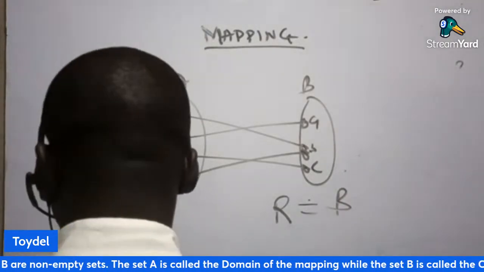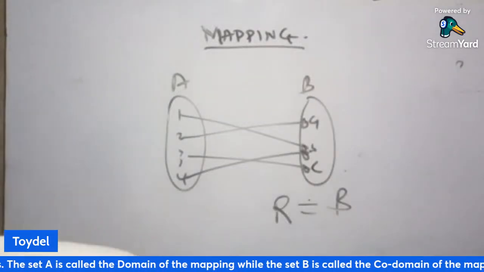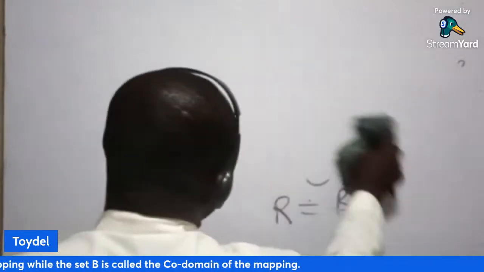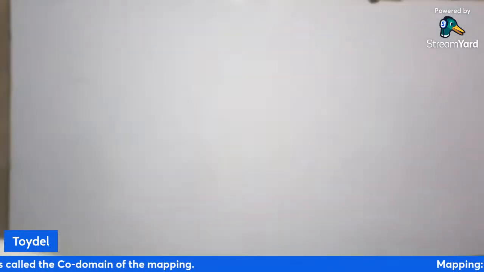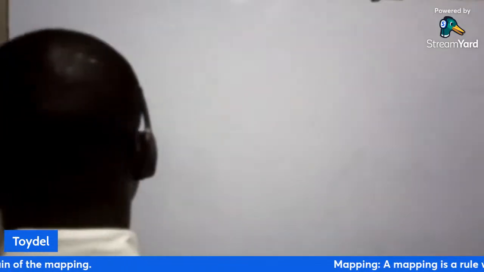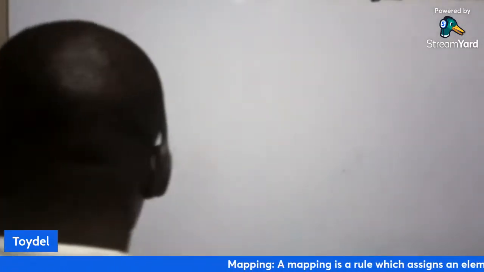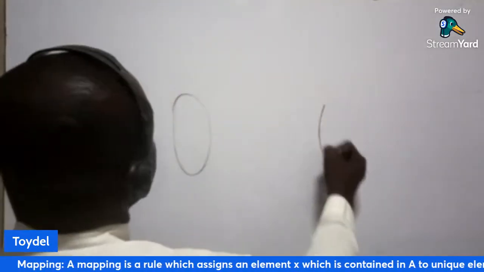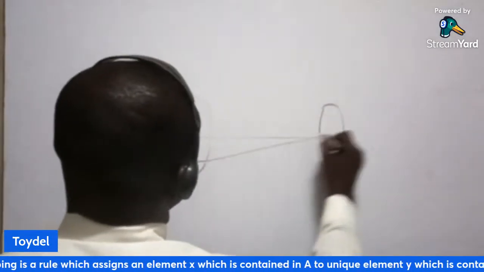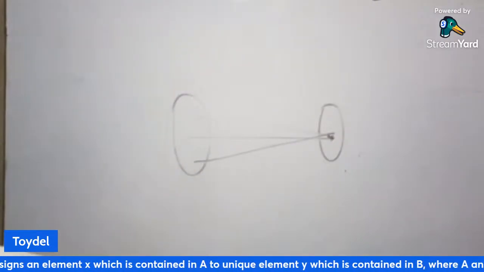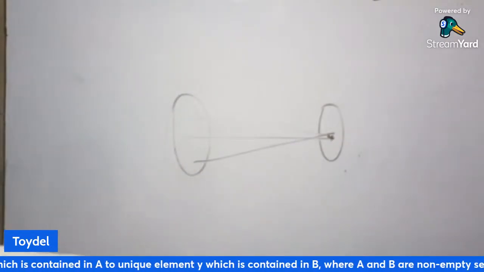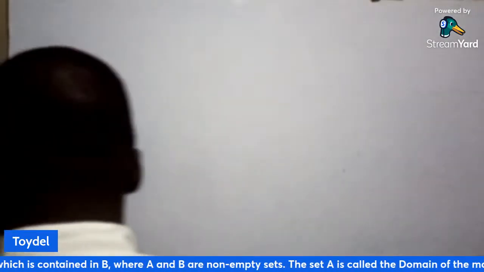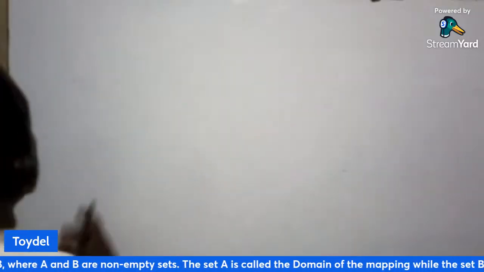We also talked about bijective. Bijective is when a mapping is both one-to-one and onto. We gave an example, and we talked about identity mapping. Identity mapping is when the value of the element in the domain is the same as the value of the element in the codomain. Then we also talked about constant mapping. Under constant mapping, all the elements in the domain have just one image in the codomain. So I gave an example of each mapping in the last class. Today I'll give just one example, then I'll move to composite mapping.